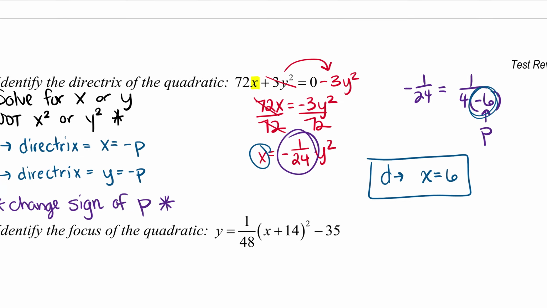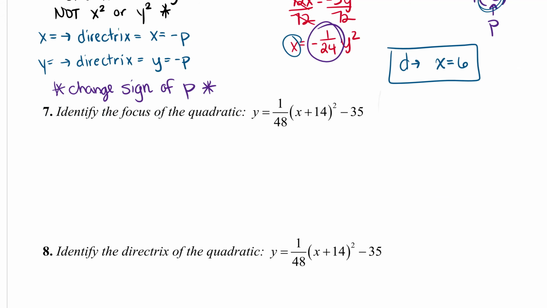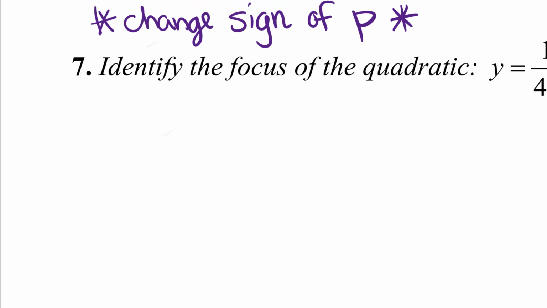So, again, similar to number 5, except I take p and flip the sign, and that's my answer. Just make sure you get the right letter, x or y. Alright, number 7. Now I got to identify the focus of this quadratic, and notice I have a different formula. Okay? So, note time, right? Write some notes real quick.